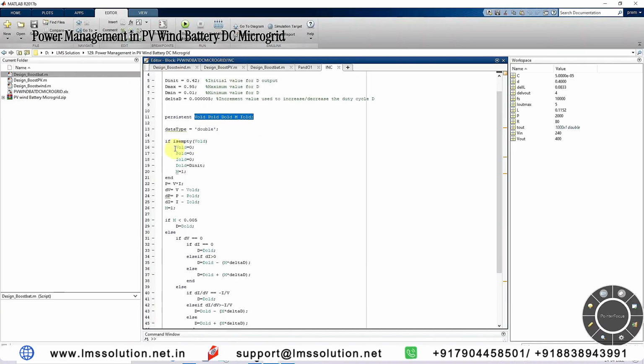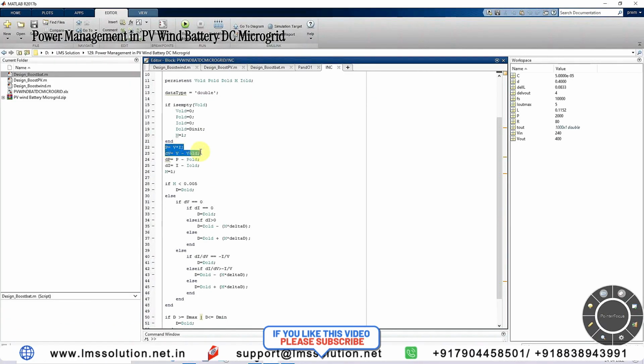And then you have to fix the initial values for the previous system values: P_volt equal to 0, I_volt equal to 0, and D_volt equal to D initial. And then here you need to calculate power, change in voltage, change in power, change in current.